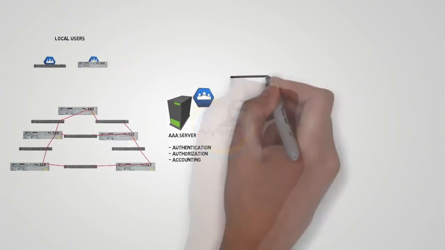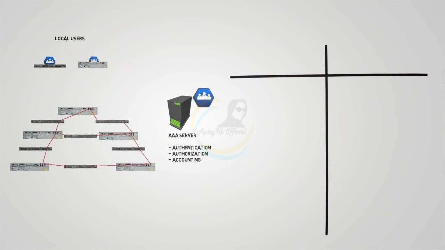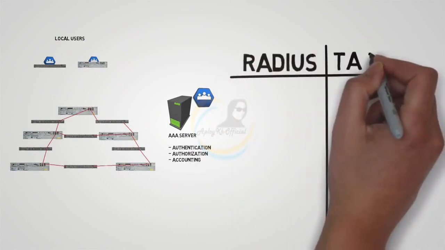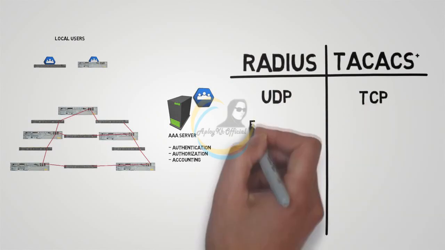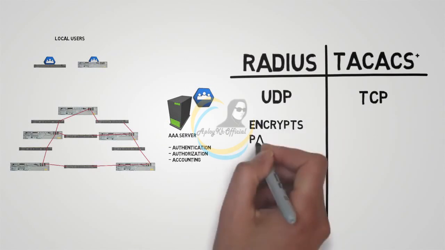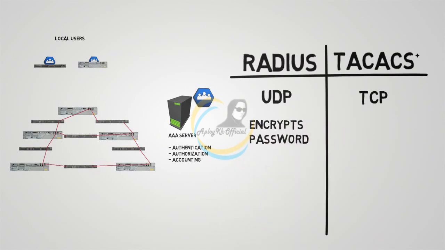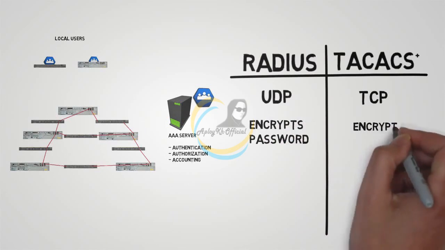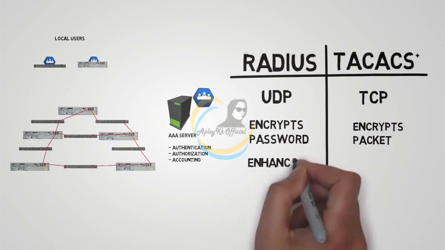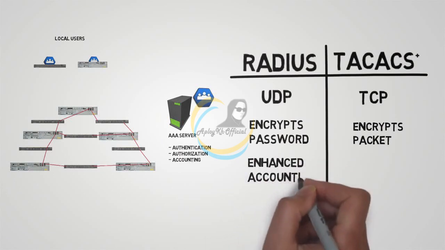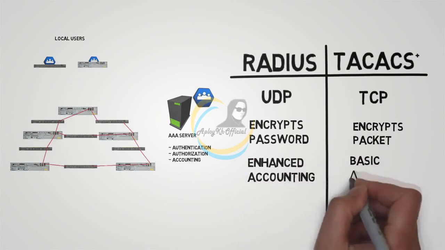And there are different types of AAA servers. The two main types we have are RADIUS servers and TACACS+ servers. Let's do sort of a side-by-side comparison of those. RADIUS uses UDP at layer 4, while TACACS+ uses TCP at layer 4. Another distinction is that RADIUS is only going to encrypt the password as we're doing our authentication. However, TACACS+ is going to be able to encrypt the entire packet. Another difference is RADIUS actually has a little better accounting than TACACS+, and if accounting is your main reason for having a AAA server, you might want to consider RADIUS.